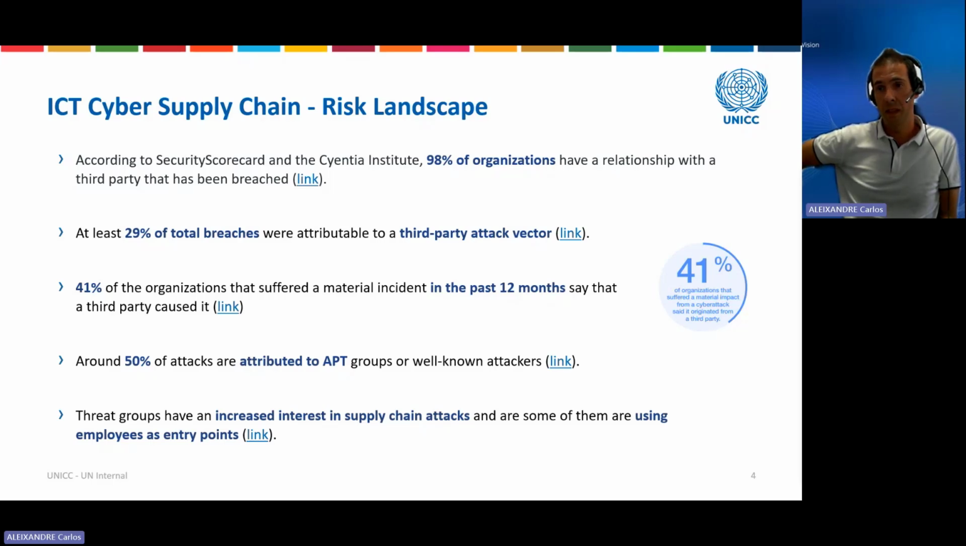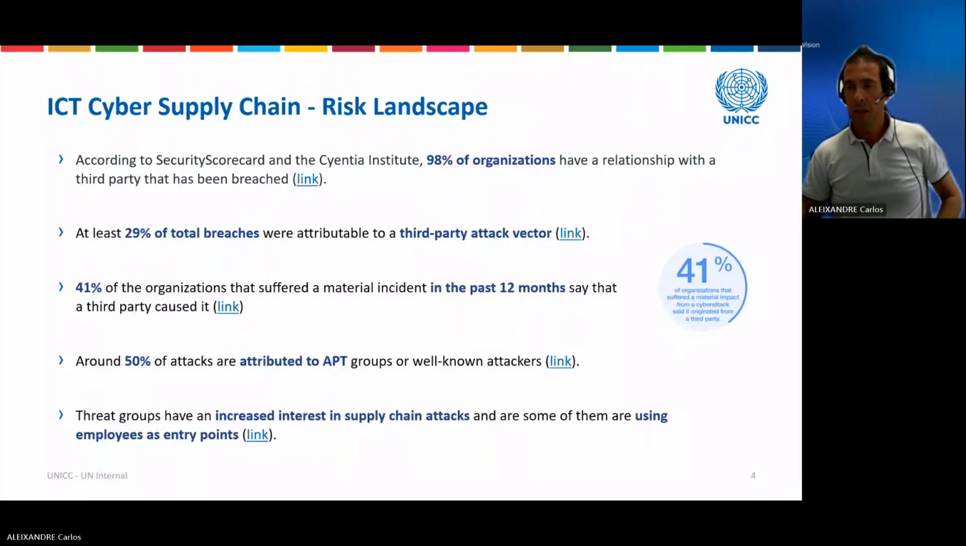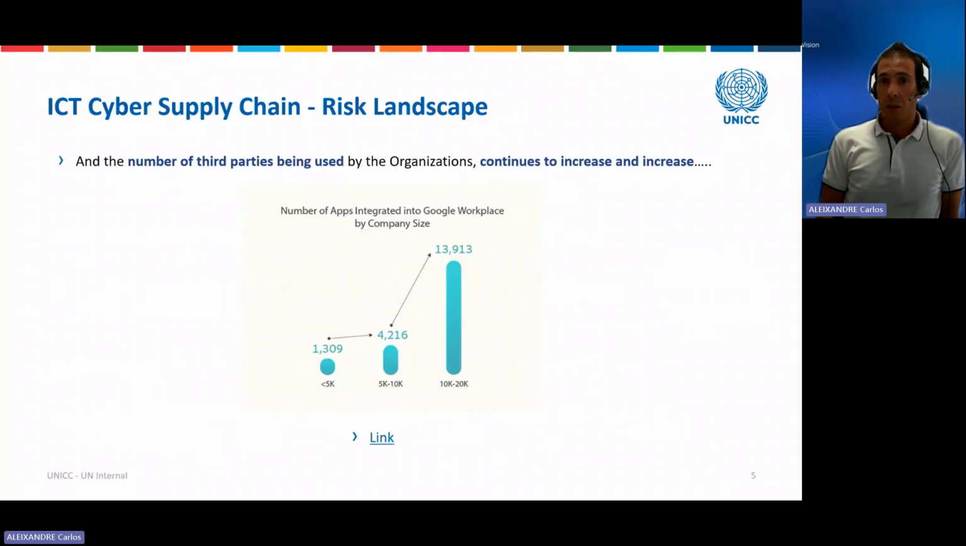And yeah, some of them are using employees as an entry point to break our third party partners. So the number of third parties being used by the organization continues to increase and increase and increase.